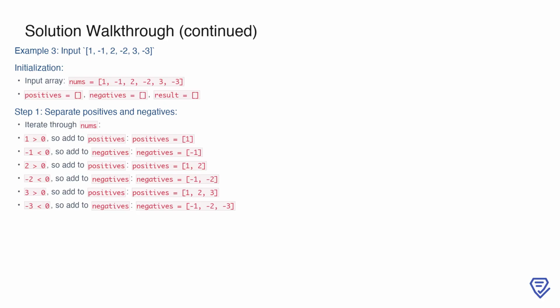Let's analyze one more example to solidify this concept. Consider the input array 1, -1, 2, -2, 3, -3. As before, we start with 3 empty lists: positives, negatives, and result. The separation step begins by iterating through the array. The first number, 1, is positive, so it's added to positives, making it 1. The next number, -1, is negative and is added to negatives, resulting in -1. This process continues for all elements, leading to positives equals 1, 2, 3, and negatives equals -1, -2, -3.